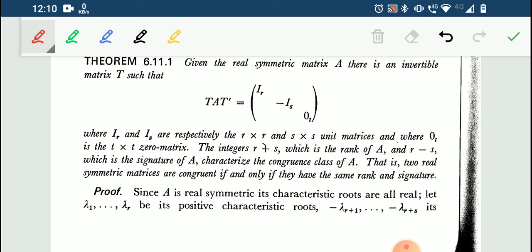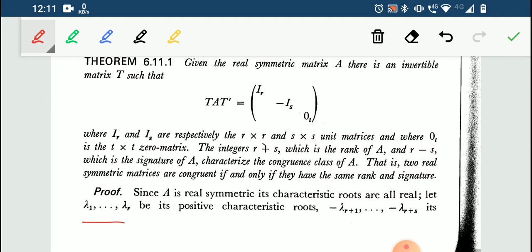Since A is a real symmetric matrix, its characteristic roots are all real. I don't know if we proved it for you or not, but for any symmetric matrix, its characteristic roots are always real. That theorem is there.